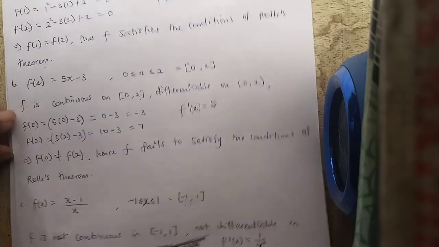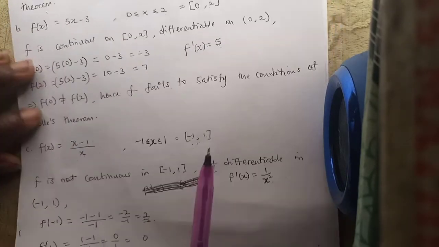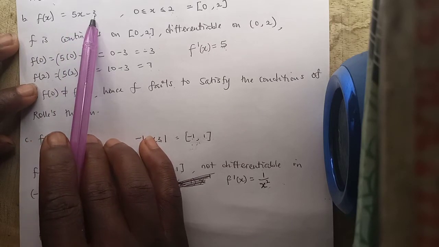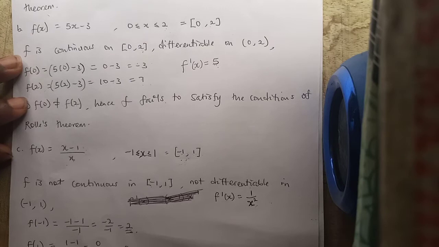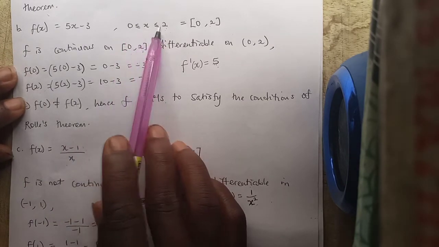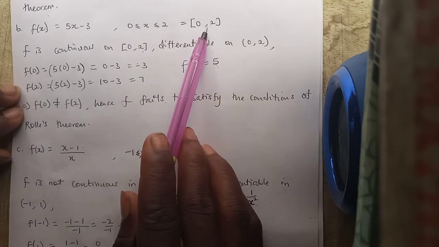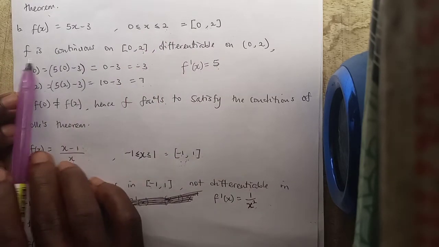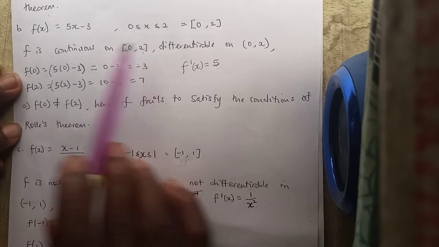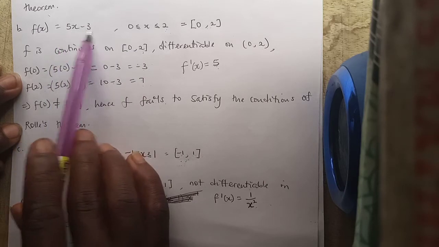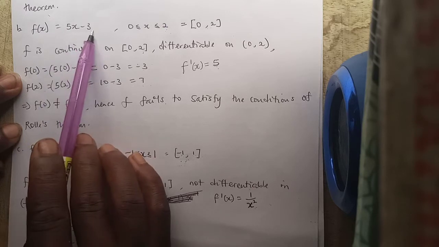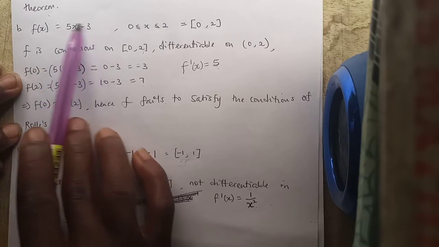Then we move to the second question, which says that f of x equals 5x minus 3, and the interval given to us here is 0 to 2. And another way of writing this closed interval is this. Like I told you before, f is continuous on 0, 2. Yes, this is also a polynomial function. It's very obvious. You don't need to disturb yourself. It's a polynomial function because for every value of x, it will always be continuous.